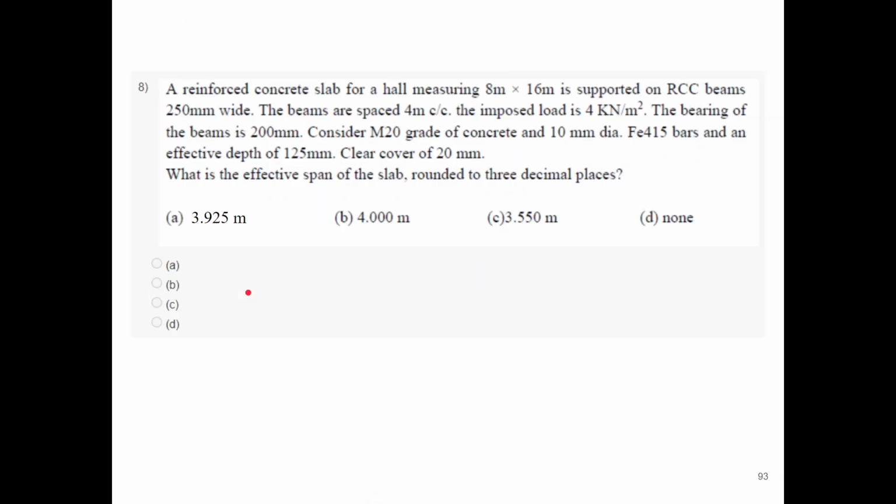Okay. So eighth question: a reinforced concrete slab for a hall measuring 8 meter by 16 meter is supported on RCC beams 250 wide. The beams are spaced 4 meters center to center. The imposed load is 4 kilonewton per meter square. The bearing of the beams is 200 millimeter. Consider M20 grade of concrete and 10 diameter Fe415 bars and an effective depth of 125. Clear cover of 20. What is the effective span of the slab, rounded to 3 decimal places? A 3.95 meter, B 4 meter, C 3.550 meter, D none.